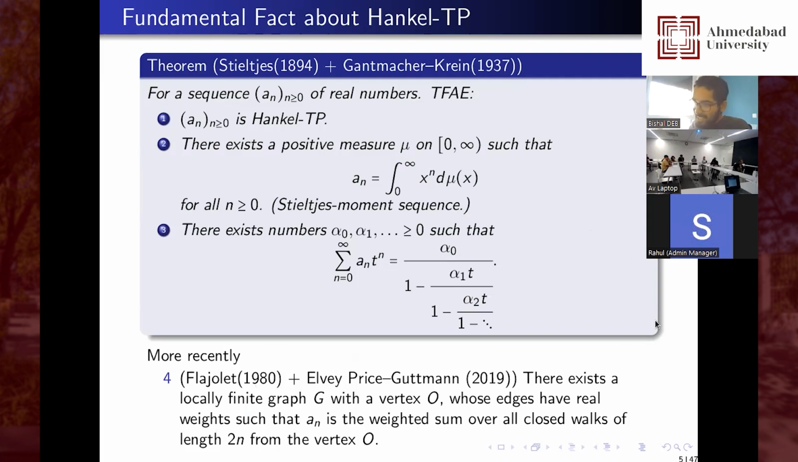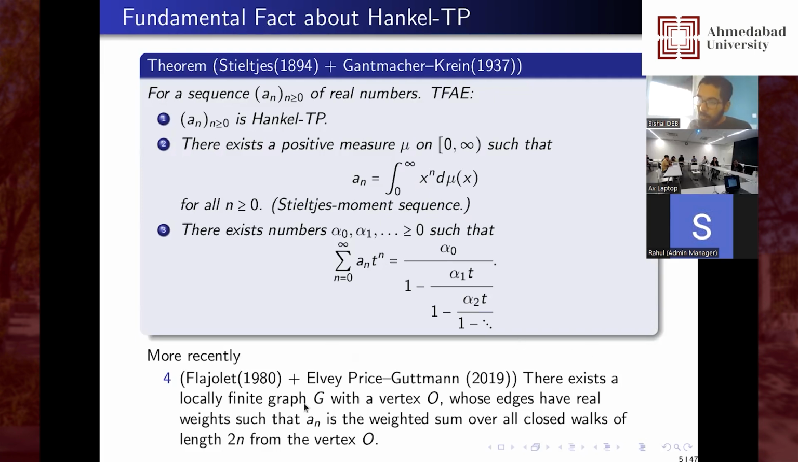And what this says is there exists a locally finite graph. So you have a graph. The graph could have infinitely many edges and vertices, but every vertex should have finitely many neighbors adjacent to it. So finitely many edges adjacent to it. And you designate a special vertex, O, you call it the origin vertex in this graph, and you put weights on all the edges. So you put a real number on all the edges of this graph.